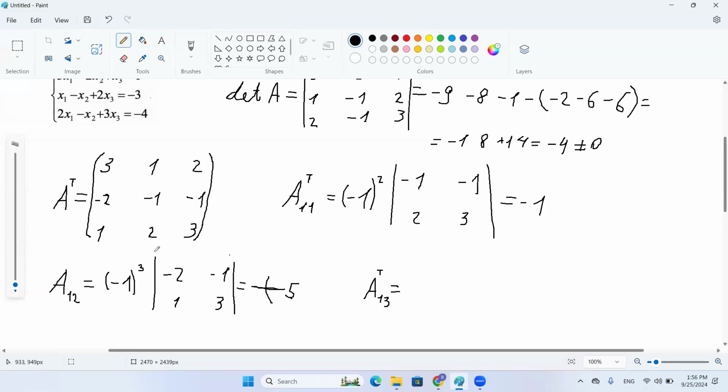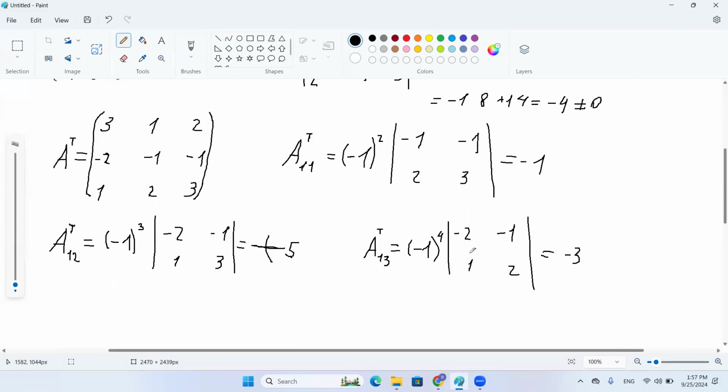It will be -1 to the power of 4 multiplied by the matrix -2, -1, 1, 2. This determinant, and a power of 4, by the way. So -4 plus 1 is -3. Okay, so next, Katerina.